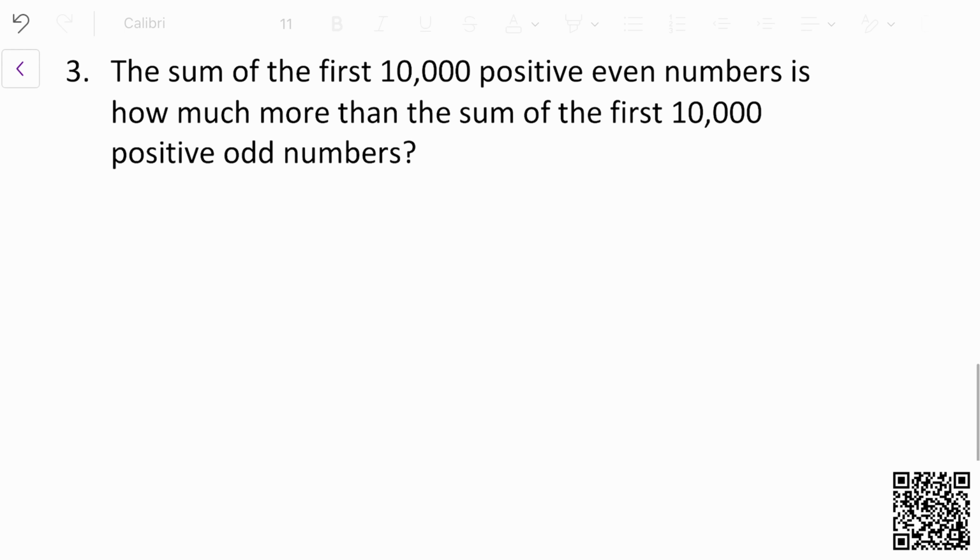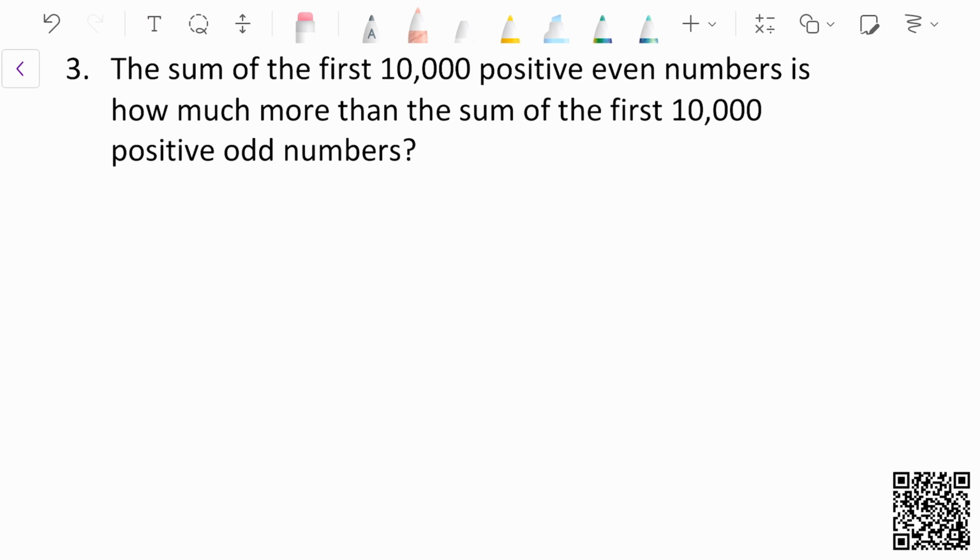Moving on to problem number 3. The sum of the first 10,000 positive even numbers is how much more than the sum of the first 10,000 positive odd numbers? So let's see here.